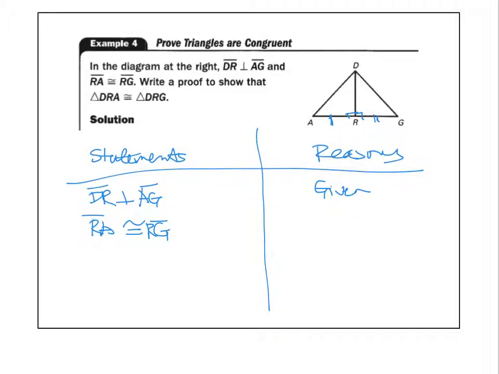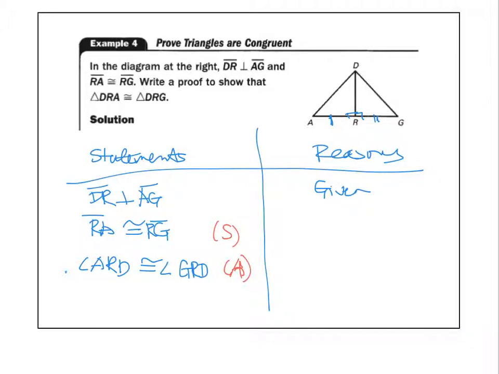Okay, so immediately we recognize that we have an S here already, right? And I need to find more information. Now, if DR is perpendicular to AG, that's telling me that the angle ARD is congruent to the angle GRD. They're both 90 degrees. And so this gives me an A, a pair of angles being congruent.